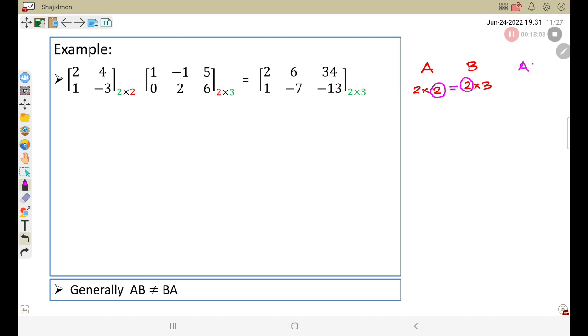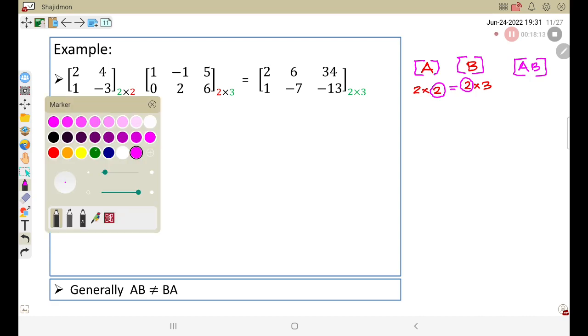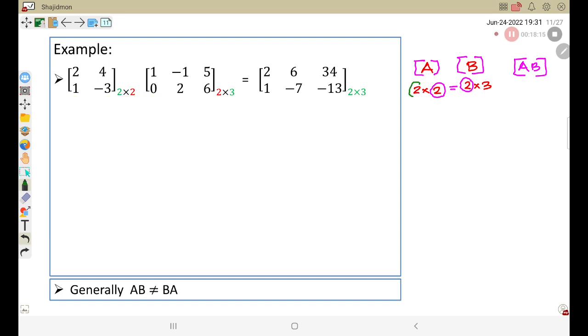So what will be the answer matrix order? What will be the order of the AB matrix? A matrix order 2 by 2, B matrix order 2 by 3. What will be the AB matrix order? It is the first number and the last number. This is the first number, this is the last number. So it should be a 2 by 3 matrix. Okay, so this is the answer matrix order.